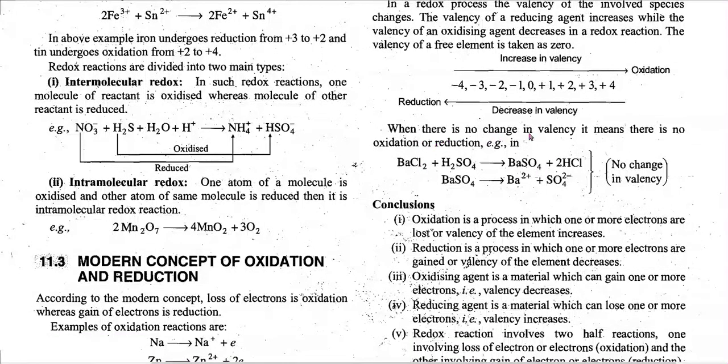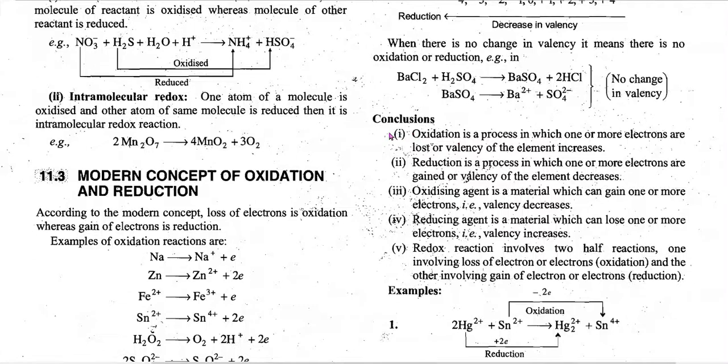When there is no change in the valency, then it means there is no oxidation or reduction. For example, in this type of reaction, BaCl2 when reacts with H2SO4, it forms barium sulfate and hydrochloric acid. In this reaction, you will observe there is no change in the valency. So there is no oxidation reduction reaction taking place.